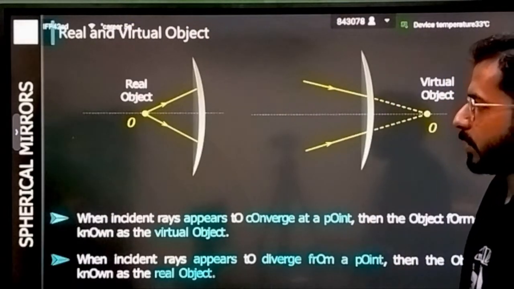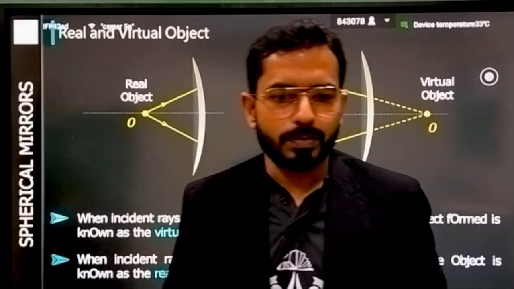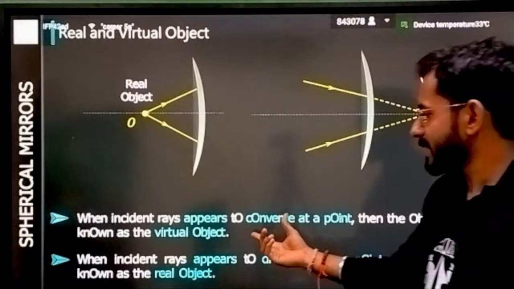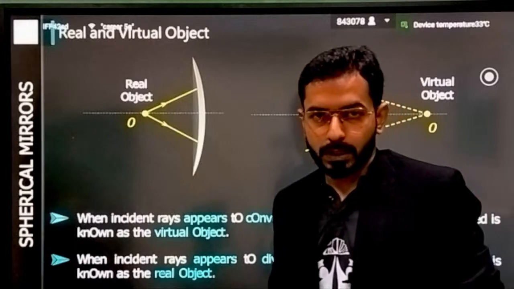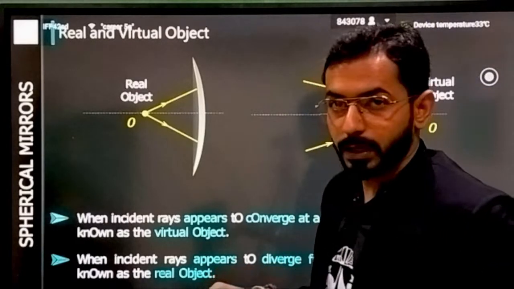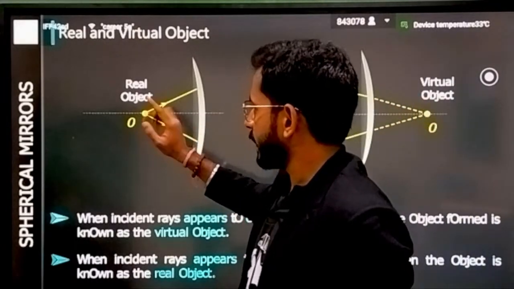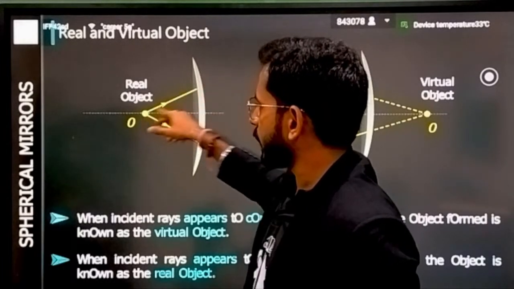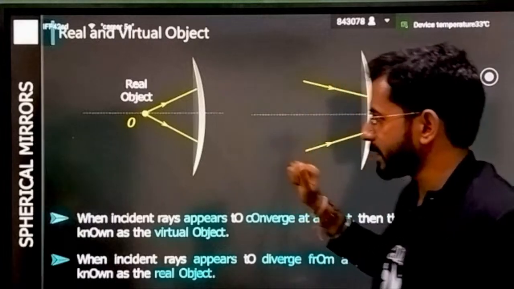Now, real and virtual object. When will you say it is a real object, and when will you say it is a virtual object? There is a very simple way to judge that. When incident rays appear to converge at a point, or actually converge or diverge, okay. You can see here it is a point, and rays are actually coming out from there. So it is defined as a real object.